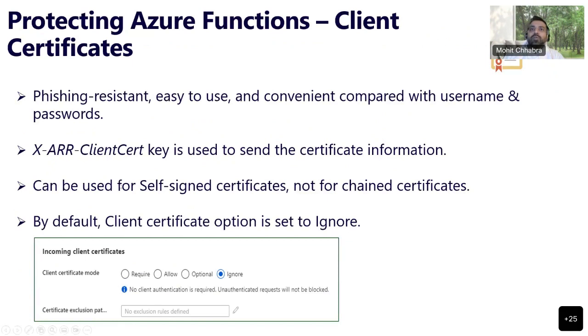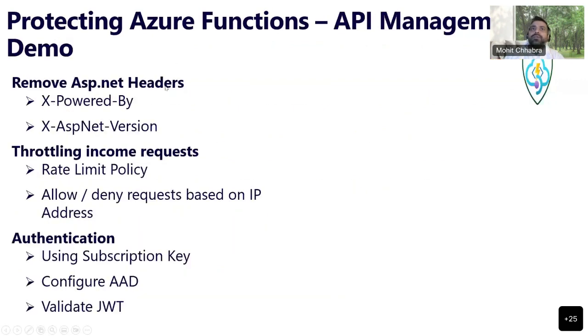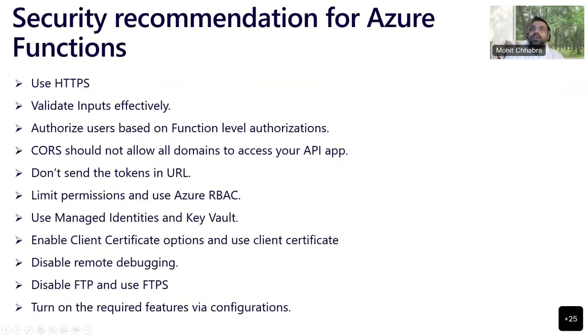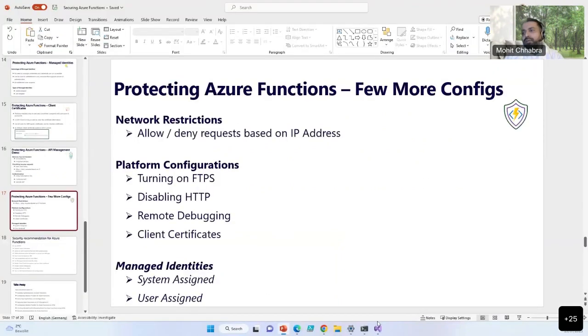Azure Functions, I talked about it. If you want to use the client certificate, you have to use the client cert key, and then you can enable it. I'm going to show you how to do that. API management, I think, let me go back and start from the demo, because I've been murmuring on this PPT and I think it's quite boring.